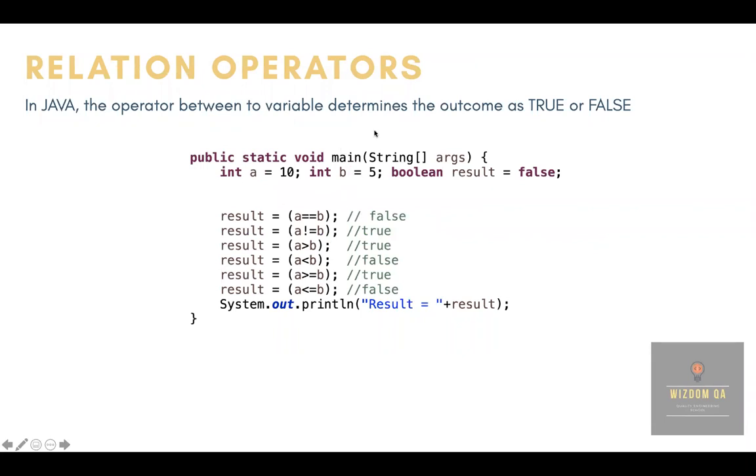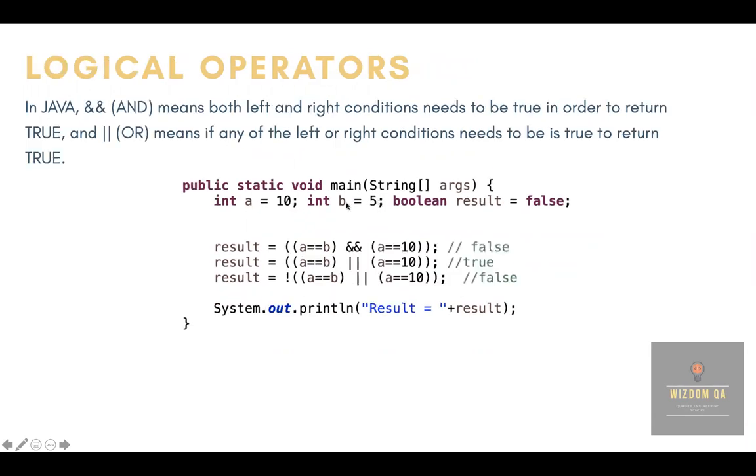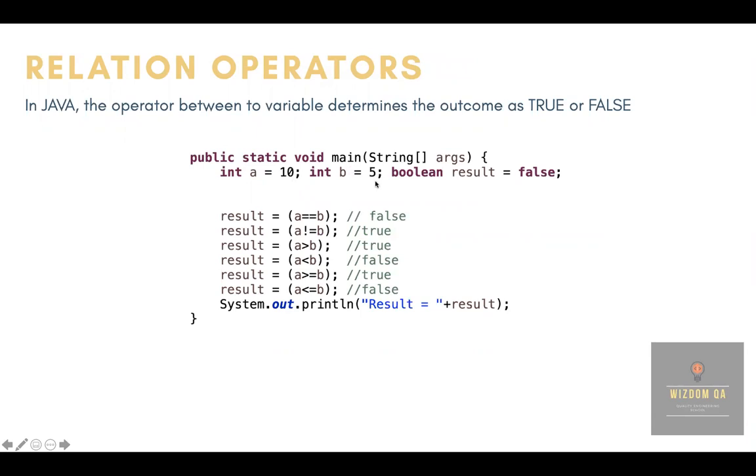Next we have relational operators, okay? Relational operators basically give you the result as true or false. Simple. So I'm initializing the values as 10 and 5, and then I'm creating a Boolean result because I know relational operators will always give me a value as true or false. If I say result equals A double equals B, you're just trying to check if A is actually equal to B or not. This will give me false. This is a relational operator.